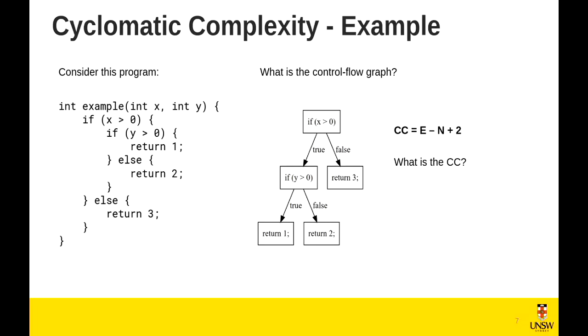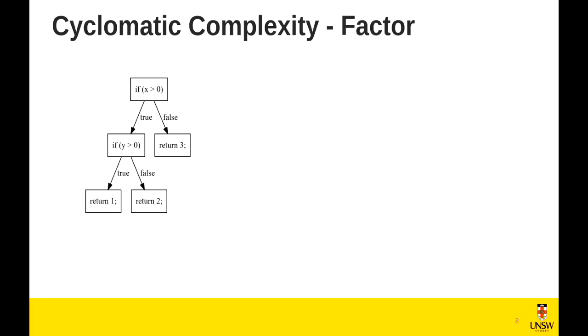One, yeah. 4 minus 5 plus 2 equals 1. So this is a very simple example here. Let's consider some other examples by modifying this control flow graph, and let's consider which factors could affect the cyclomatic complexity.